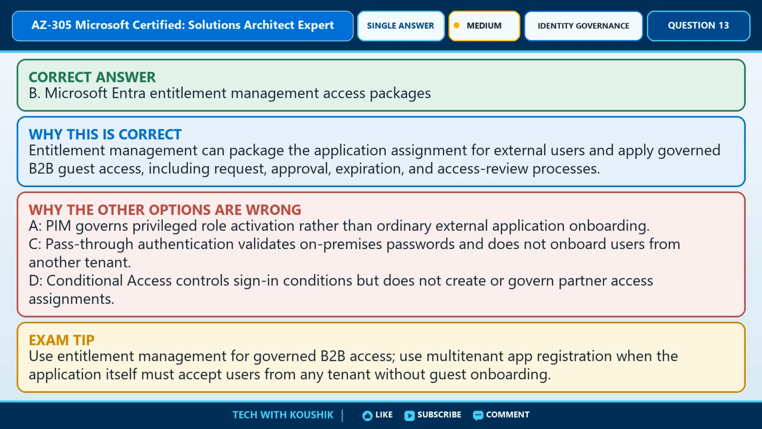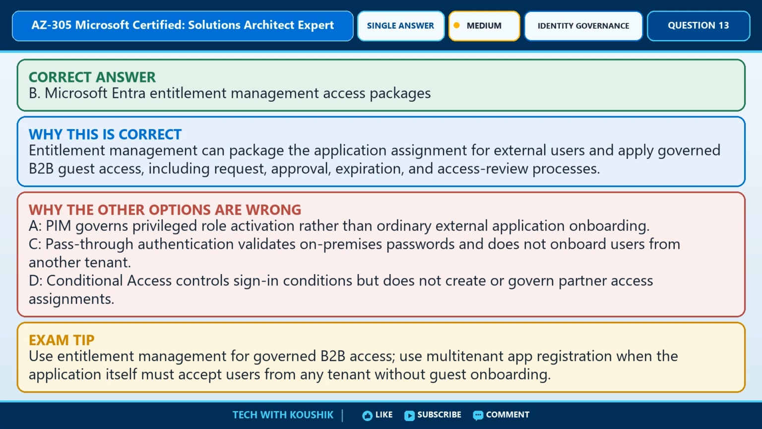In this case, select option B, Microsoft Entra Entitlement Management Access Packages. This is correct because entitlement management can package the application assignment for external users and apply governed B2B guest access, including request, approval, expiration, and access review processes.